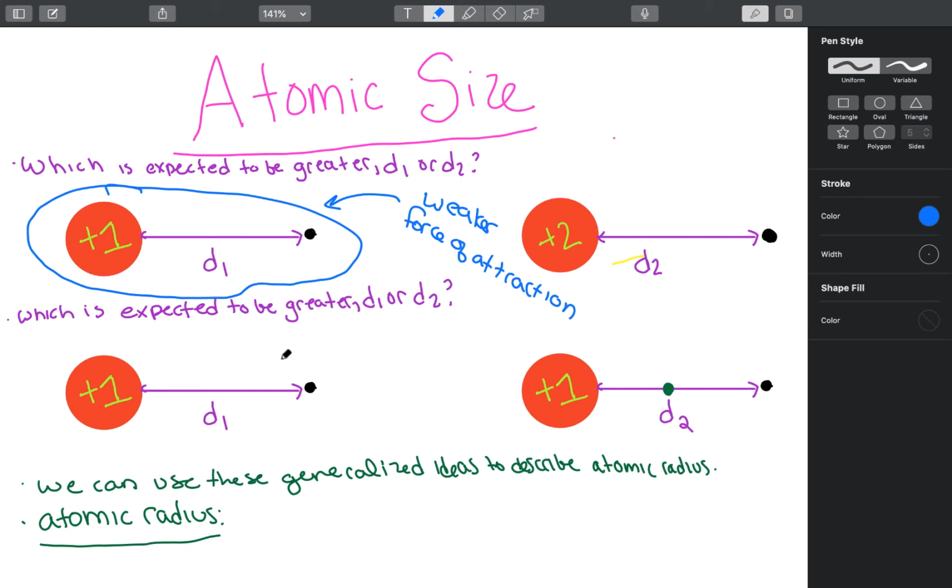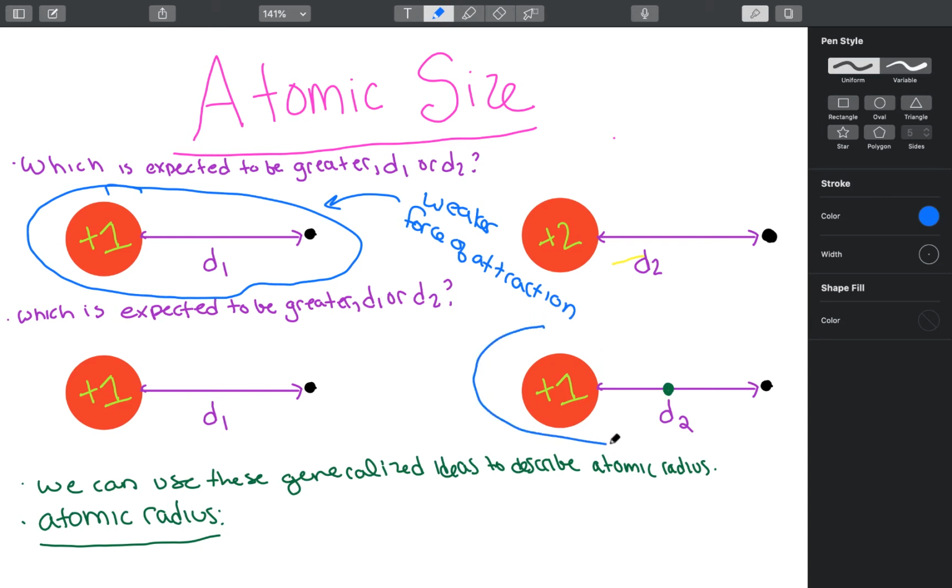So let's move on to the second thought experiment. So we have two different atoms here. In this case, we have both with a +1 charged nucleus. However, in case number 2, this little green dot represents another electron, and the black electron is the electron of interest. So which distance do you expect to be larger, D1 or D2?